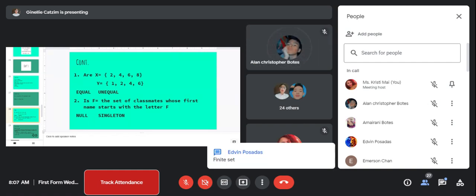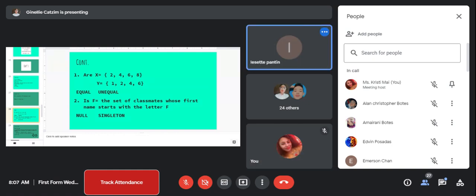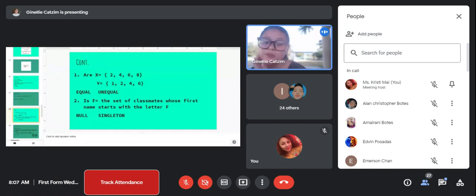Finite. Finite, very good. And infinite. Infinite is the set, very good, right? So we also covered finite and infinite. Finite is just the one that has an end, right? And infinite can have many elements that we cannot count. So that is basically what we covered yesterday.